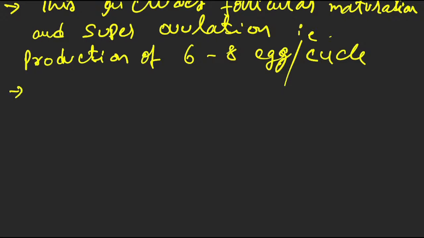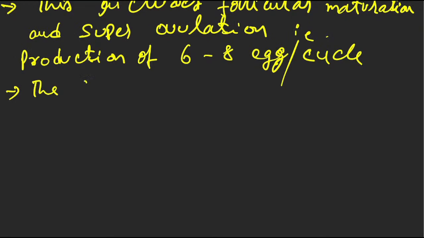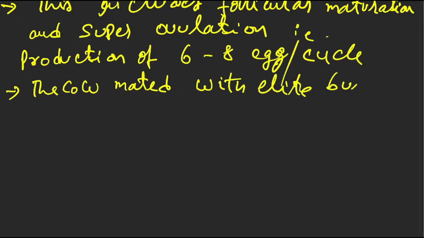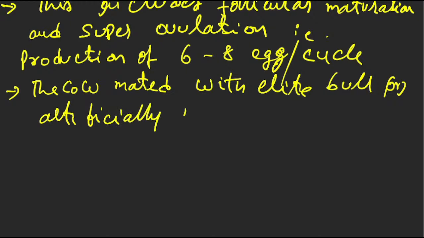And the next one is the cow is either mated with an elite bull or artificially inseminated.